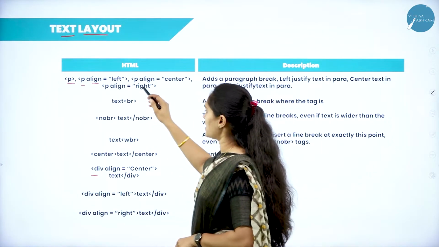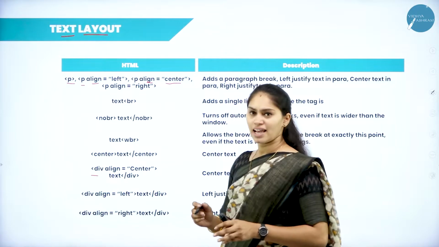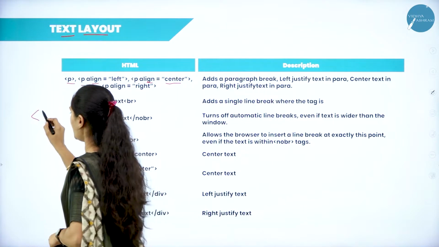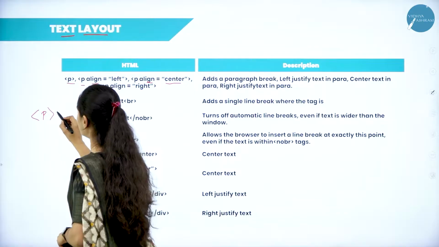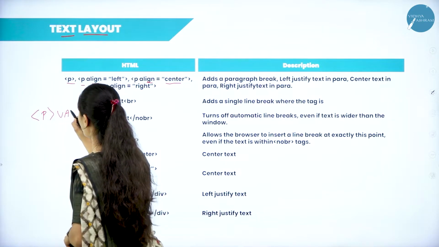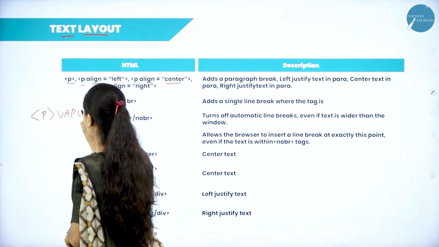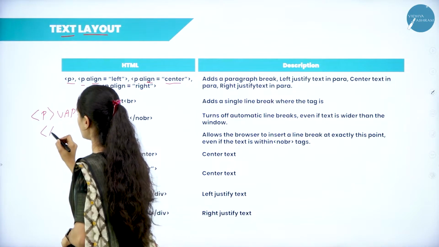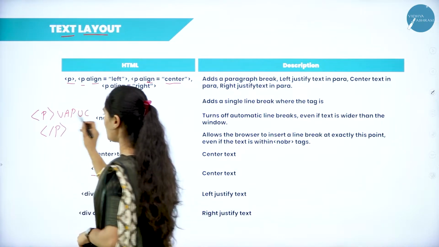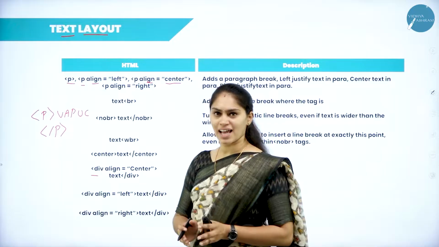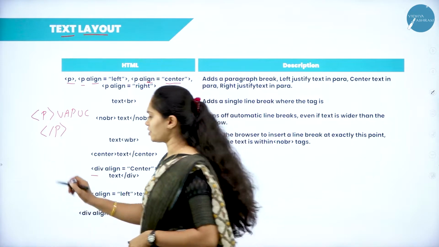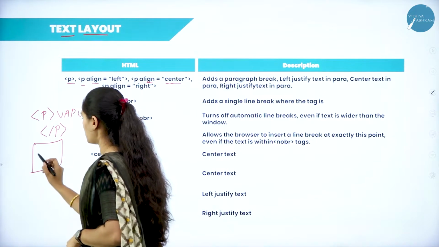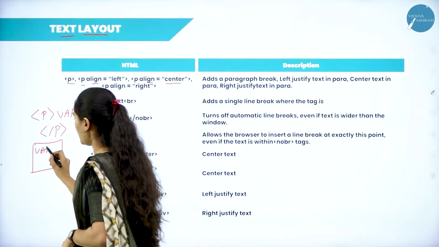In the same way, I can have the center alignment. For example, P, Vidhyaashram, PU college, then I will close this P. If I write like this, by default the alignment will be at the left of the page. So it will appear like this, VA PUC.